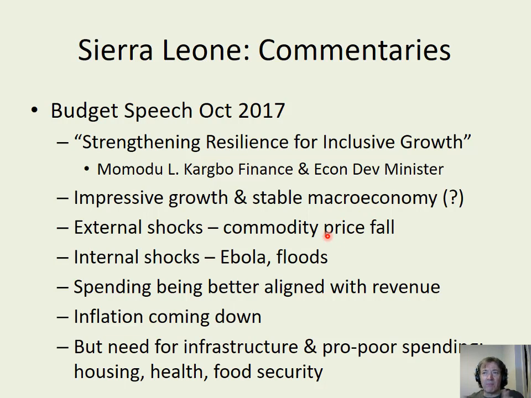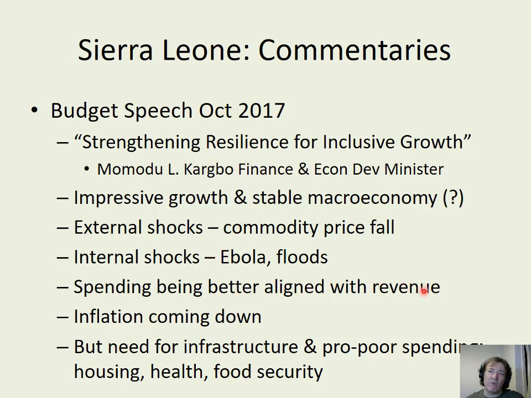It says the problems are due to external shocks. Commodity prices fell. Well, that figures because we know that exports were going down. So commodity price fall, lack of external demand and internal demand. We know these guys were hit badly by Ebola and also a series of floods. So those are quite believable explanations for what happened.